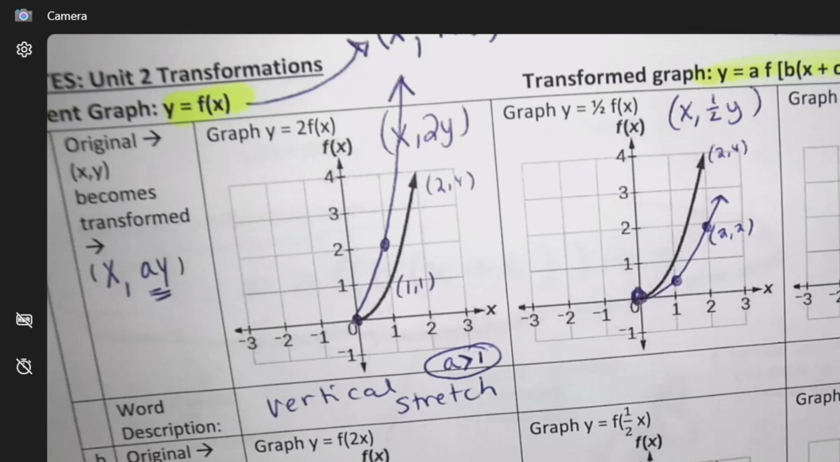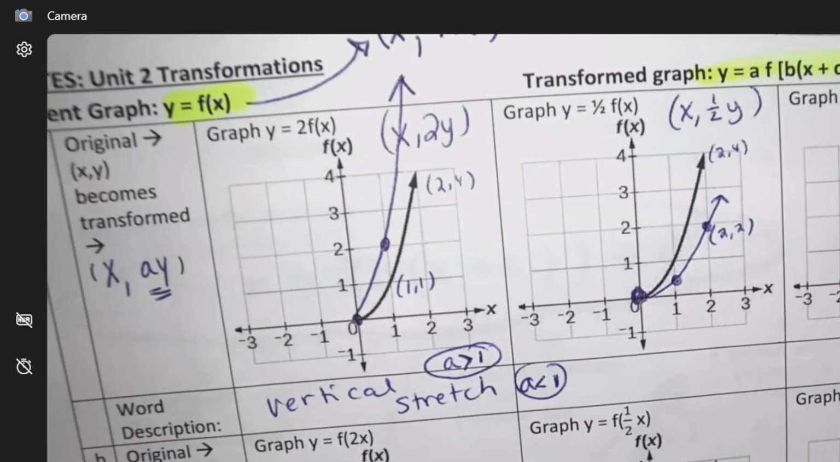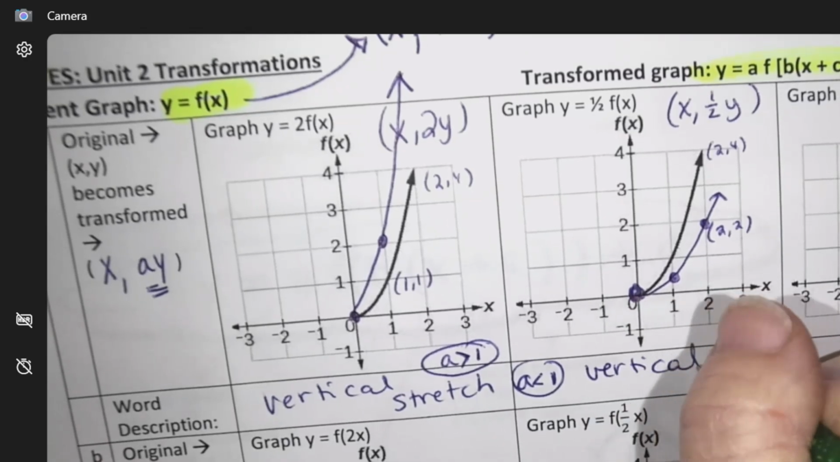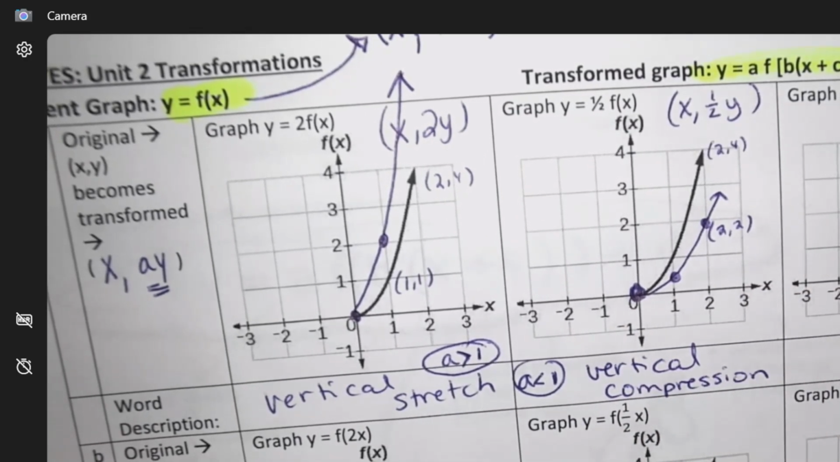All right, so I'm going to tell you that my A value now was less than 1, right? It was a half, so it was a less than 1 value. So if you multiply a y by something like a fraction or a decimal, it's going to be a vertical compression. So you're going to have to know the math, you're going to have to know the names.